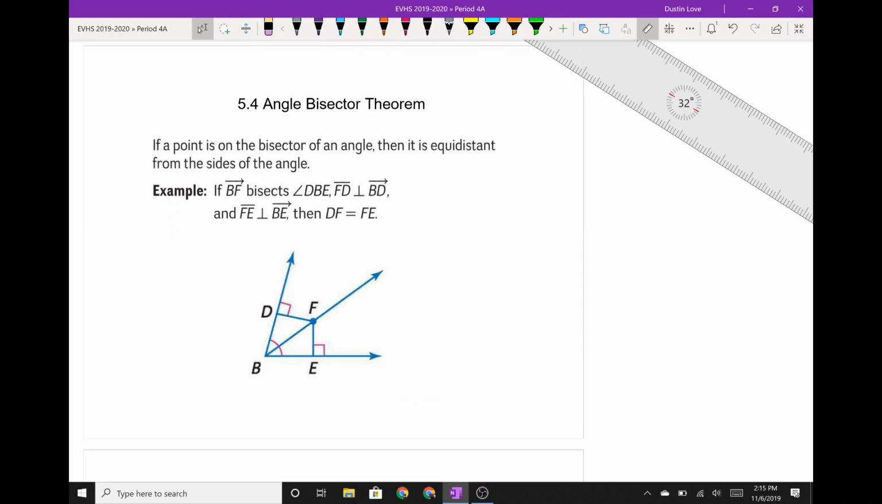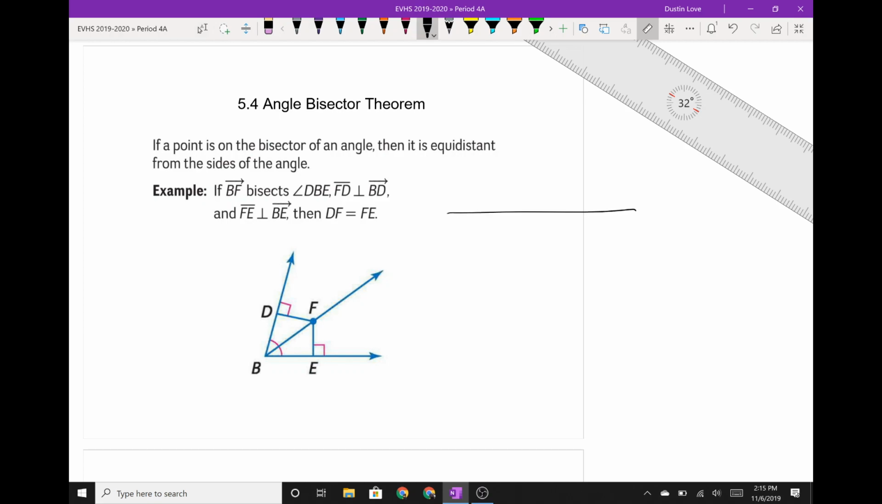Okay, angle bisector. By the way, what was an angle bisector? It's a ray or segment that cuts an angle in half. Okay, so a point on the bisector. If a point is on the bisector of an angle, then it is equidistant from the sides of the angle.